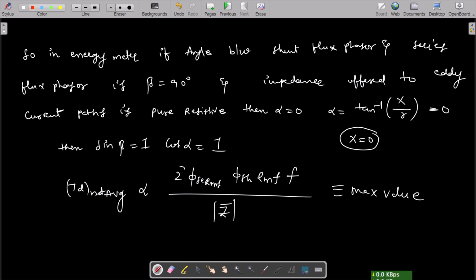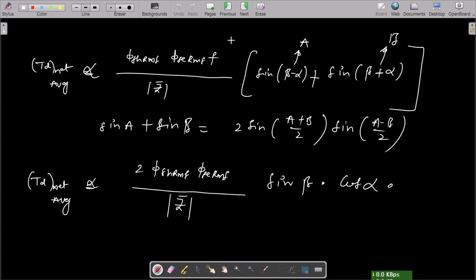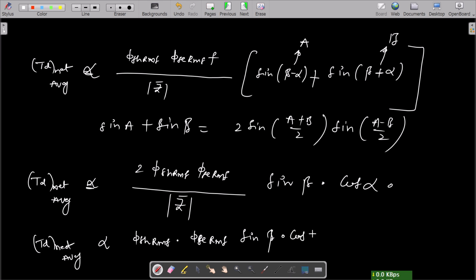Okay, you can remove this 2 and this f also, or this Z also, which will be directly proportional to phi_SC RMS into phi_SH RMS in max value. Okay, max value. And in the previous slides also, this T_d net average will be proportional to phi_SH RMS into phi_SE RMS sin beta into cos alpha.